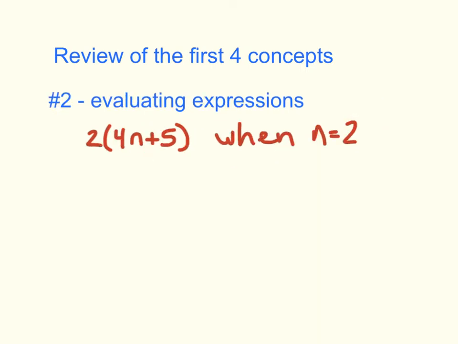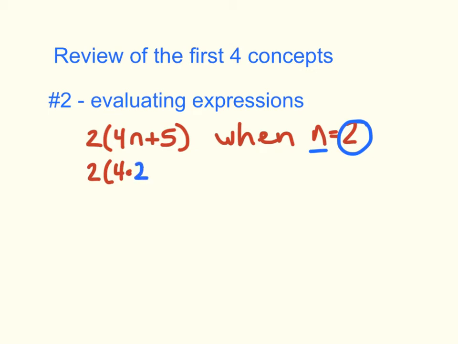Our next concept is evaluating expressions. So, the directions for this problem are to evaluate the expression 2 times the quantity 4n plus 5 when n equals 2. So the first thing we need to do is substitute this 2 in anywhere we see the variable n. So, we have 2 times 4 times the n value of 2.